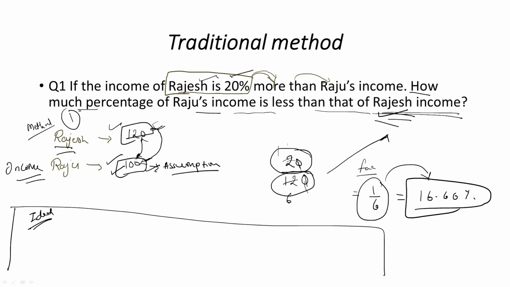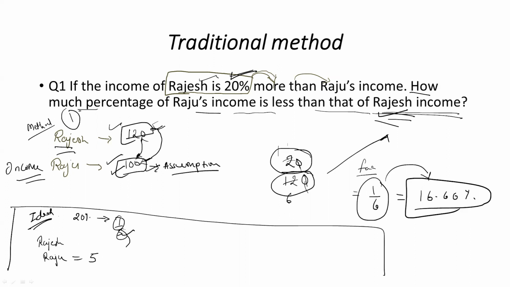First, the percentage given here is 20%, and we know the value of 20% is nothing but 1 by 5. Clear? Yes or no? Then what is given? Rajesh's income is 20% more than Raju's income. So we'll write Rajesh first, and then Raju. Rajesh's income is 20% more than Raju's income. So for the 20% ratio I have 1 by 5. I will consider this 5 as Raju's income.